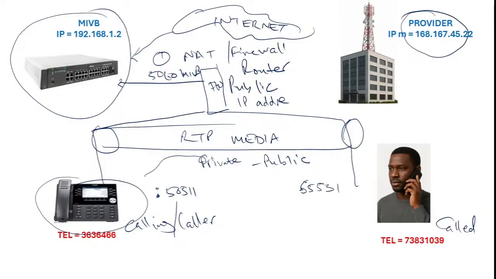and also the RTP port negotiated from this side, if it was 65531, it should also not change. The firewall should not tamper with this. These two ports should remain as they are. If the ports are changed by the firewall, then we are going to end up not having any audio. If the firewall blocks the port, maybe it's not changing it, but the firewall rule or policy is blocking access for this port or this port, then we are going to end up not having audio.